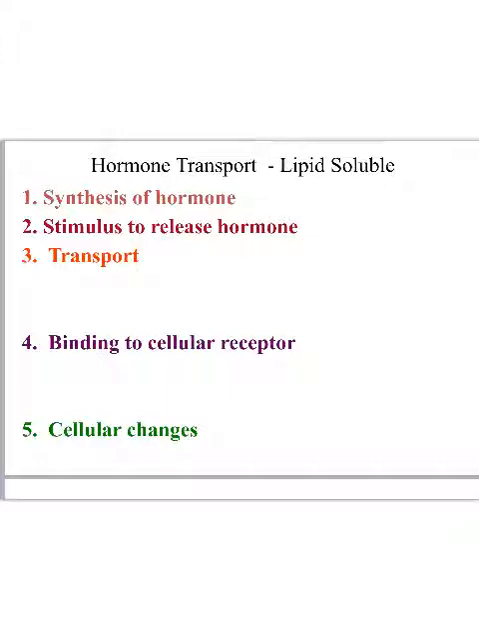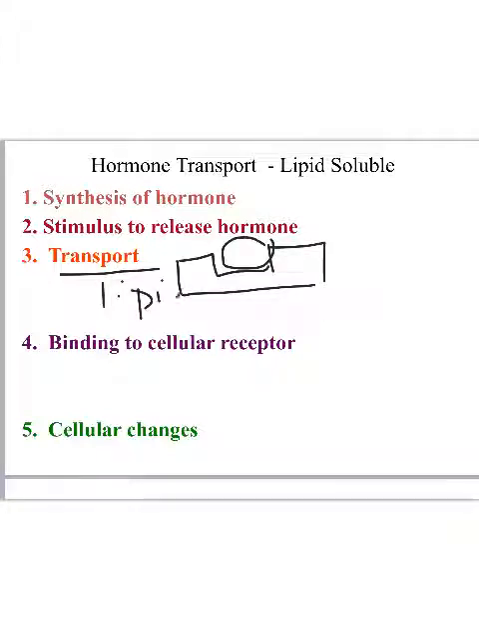Okay, so lipid-soluble hormones, when we transport them in the blood, they have to bind to a carrier. I always call it like a little life raft. So the lipids don't want to be in the blood. They don't want to free float in the blood because they're hydrophobic. So they're bound to a protein carrier to get transported in the blood.